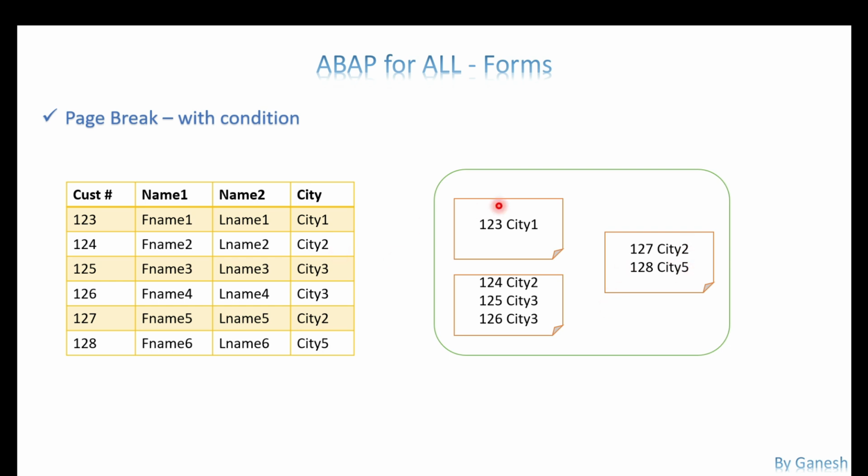So out of 6, it creates 3 different pages. Okay, so this is a page break with conditions. Pretty simple. If it is a straightforward condition, previously we saw just a simple page break, every record to be created in our page.